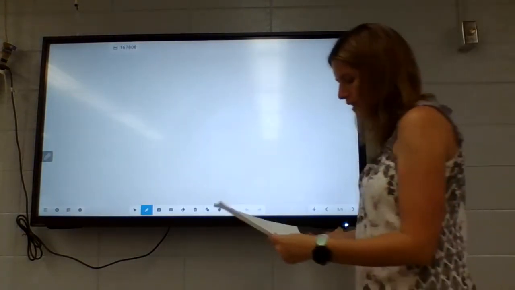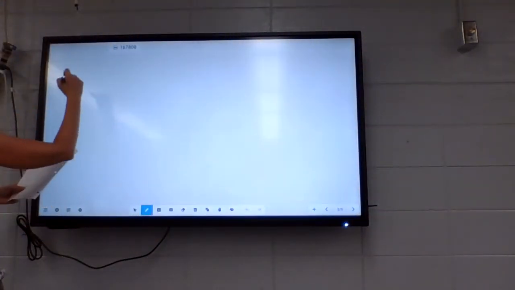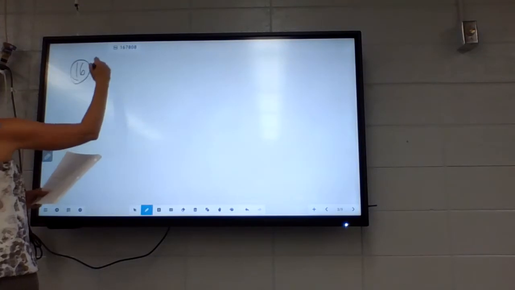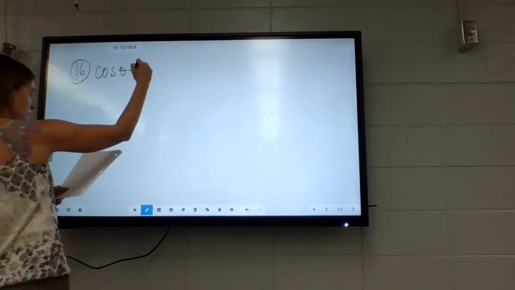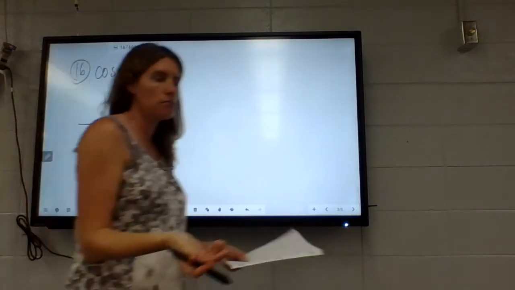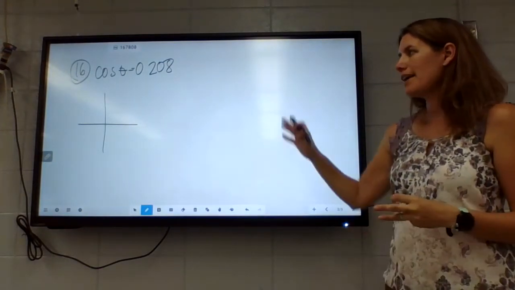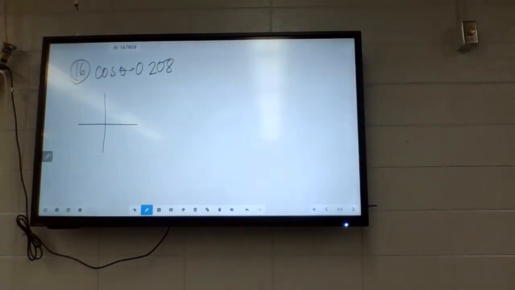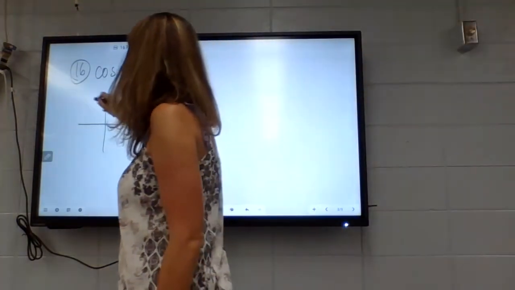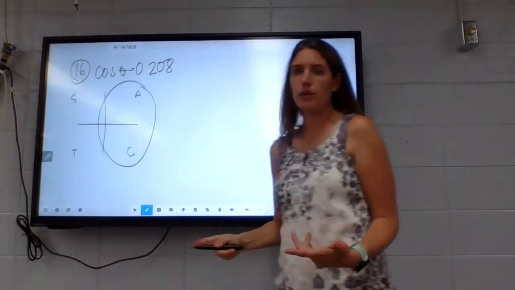In number 16, they said if the cosine of theta equals 0.208, they want to know where could this happen, find all angles that could represent that theta. And I guess I'm just talking about like in this very first set of coordinates. So all students take calculus. It's going to be one of these two, or both of those.